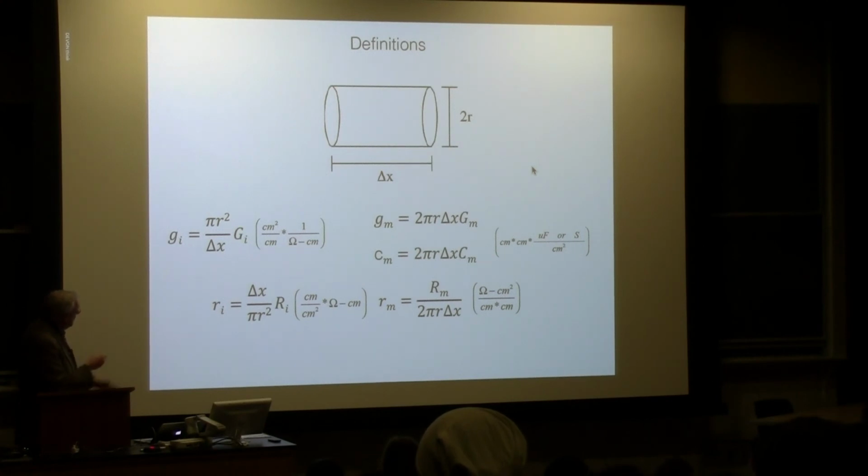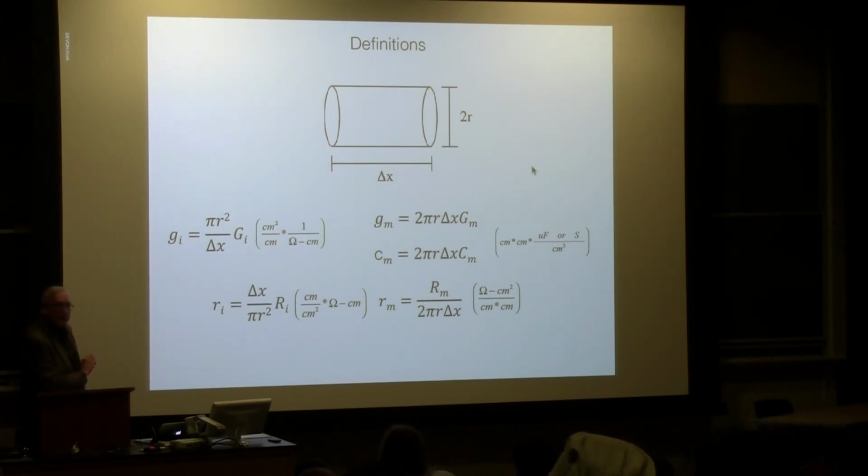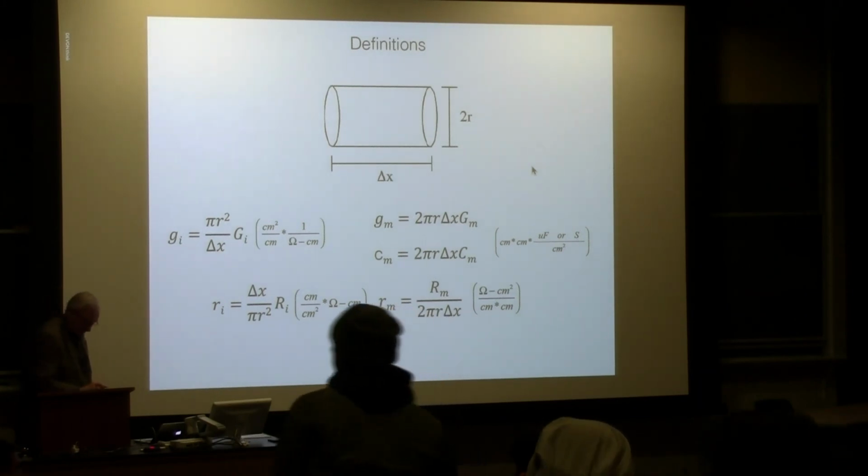So let's do the unit thing. This is centimeter squared. This is centimeter times 1 over ohm centimeter, right? So the centimeter squareds go away, and we're left with 1 over ohms, which is Siemens. That's the appropriate unit of conductance. And I guess I have to stop here. We'll pick up and go through the other cable parameters and derive the cable equation and then solve it in the steady state next time.